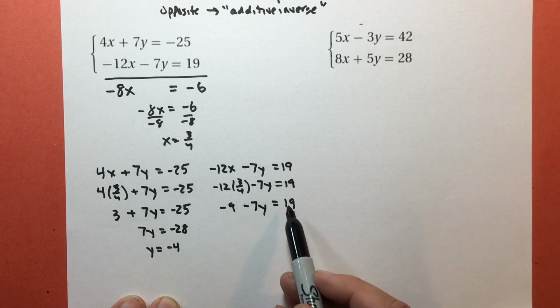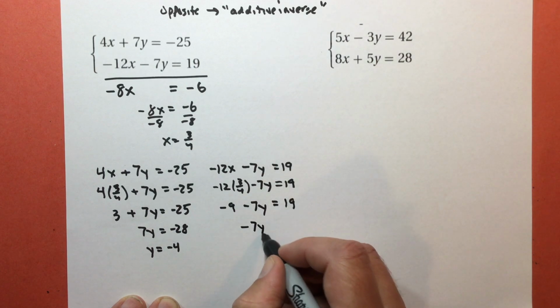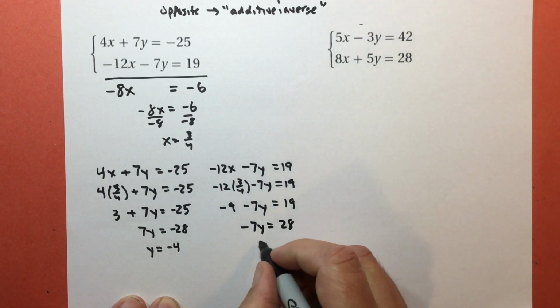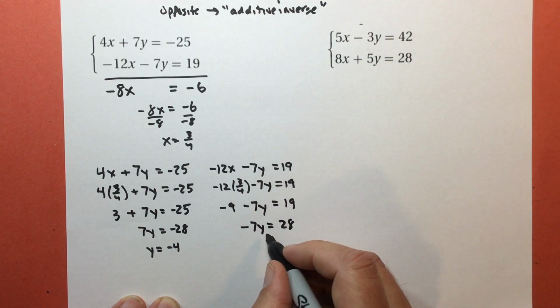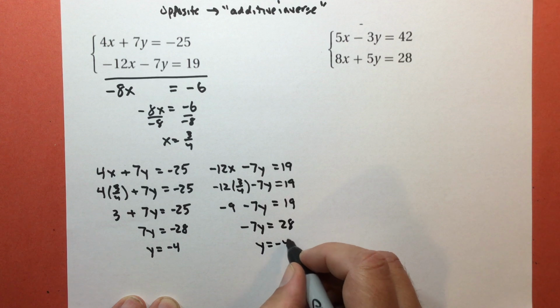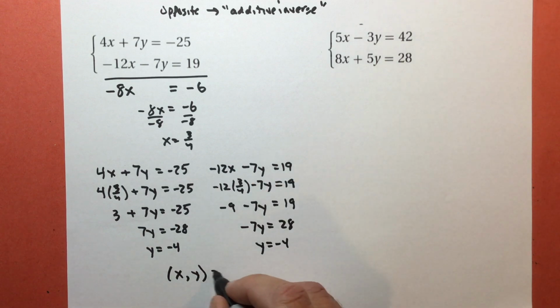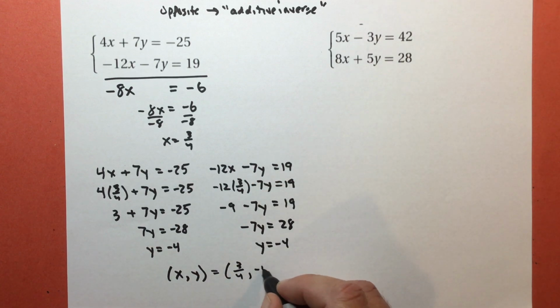And if I add 9 to both sides, I get negative 7y equals 28. 19 plus 9 is 28. And that's nice because now I'm going to divide both sides by negative 7, and I get y equals negative 4 again. So even though I was a little panicked about getting a fraction, turns out that the fraction was okay. So x was 3/4 and y was negative 4.